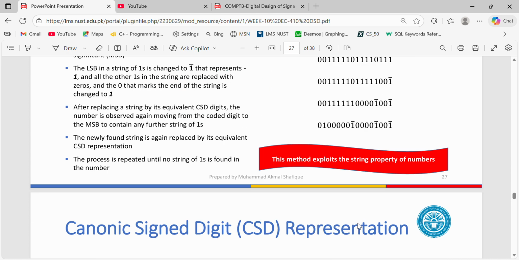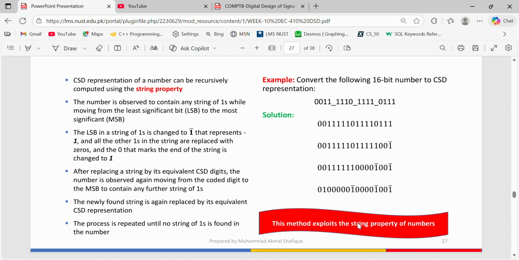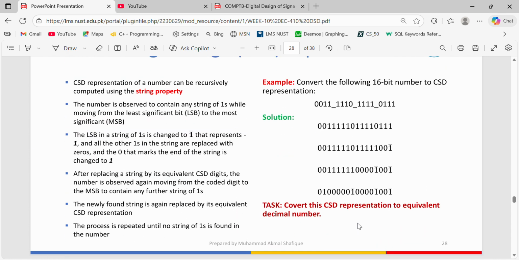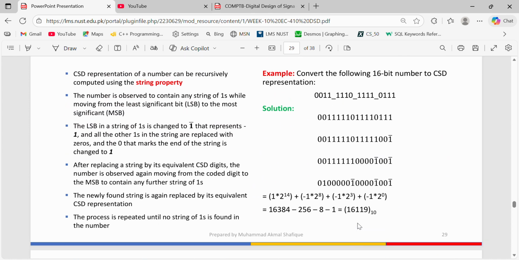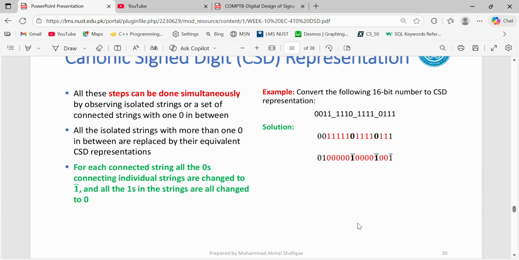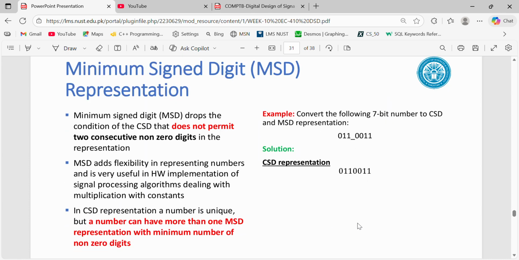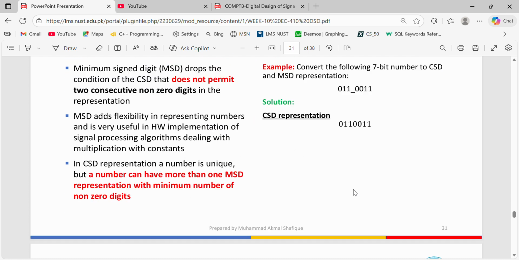So let's solve one more example of canonic signed digit representation. Let's see one simpler example. We have a 7-bit number. This number represents 51 in decimal. We have to take this number and convert it to canonic signed digit representation.